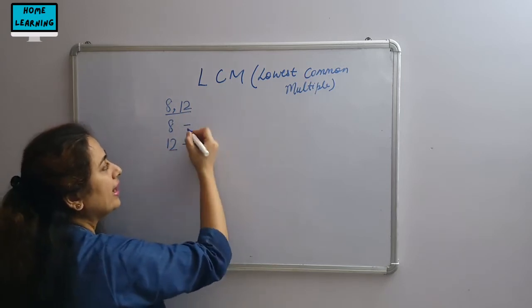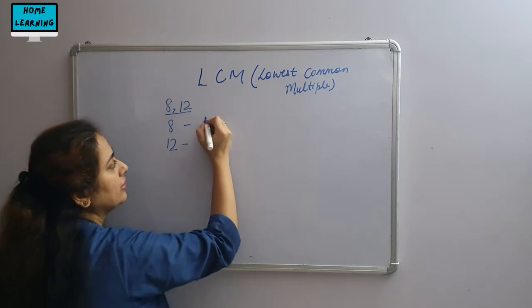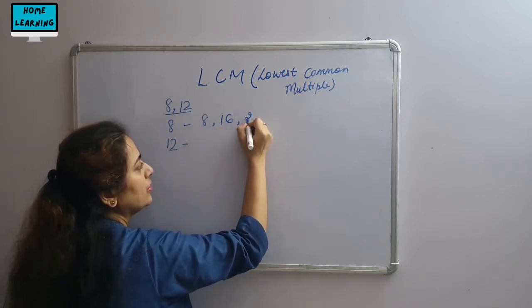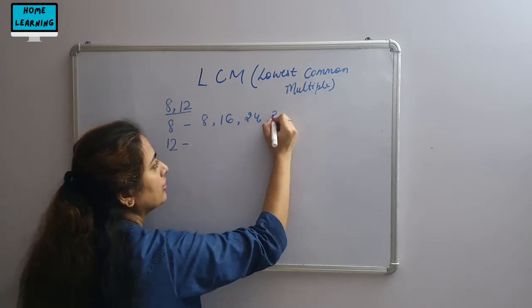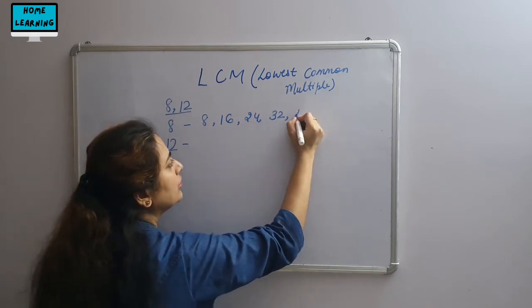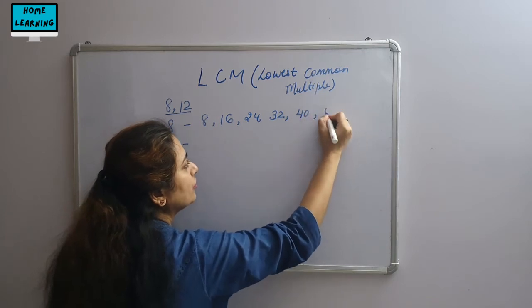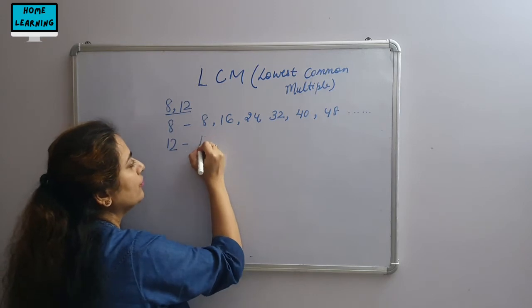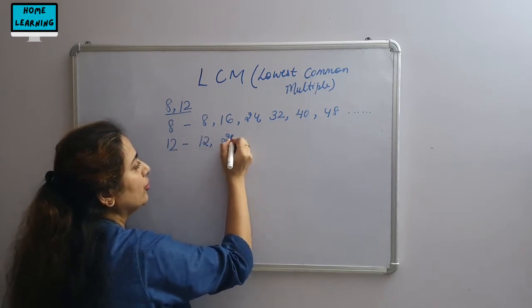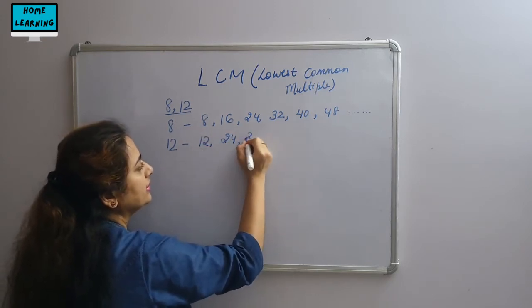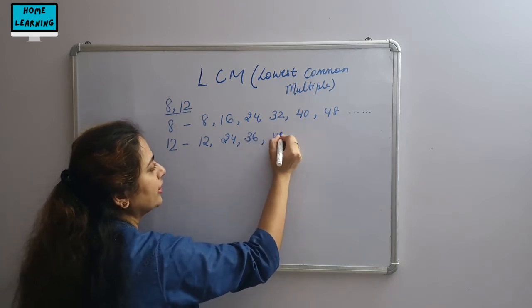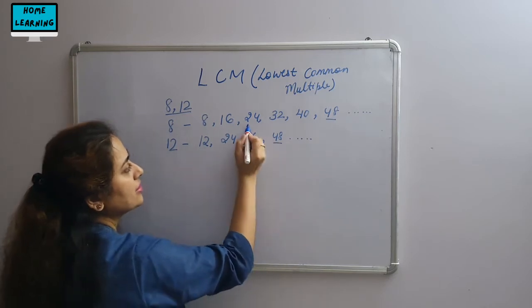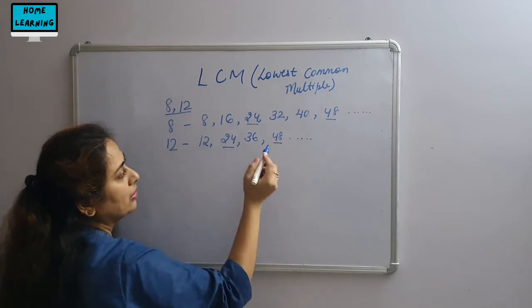First of all, I'll write the multiples for 8: 8, 16, 24, 32, 40, 48 and so on. For 12: 12, 24, 36, 48 and so on. Common multiples are 48, 24.